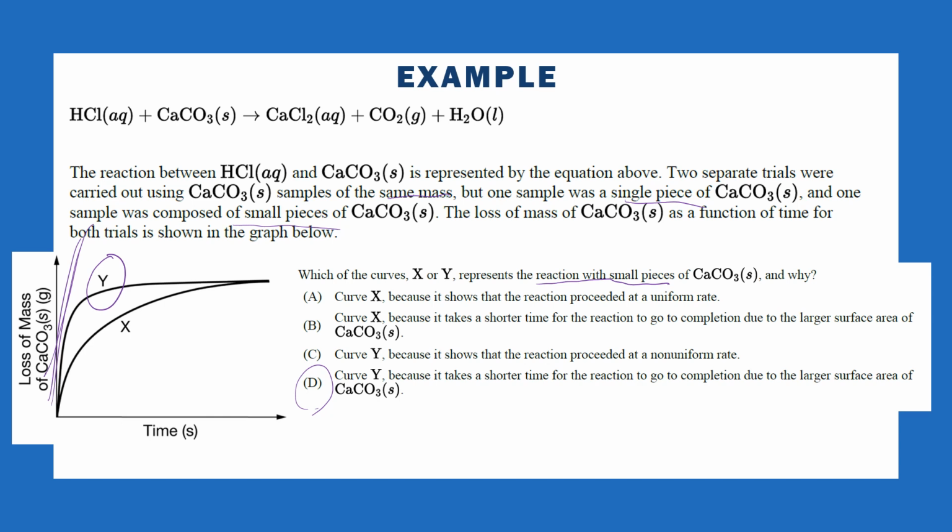This answer choice C is not a good answer. It says the reaction proceeded at a non-uniform rate. Well, yeah, but so does X. X also proceeds at a non-uniform rate. If it was a uniform rate, you'd have the same slope all the way through. So that is not a true statement. So D is the better answer choice.